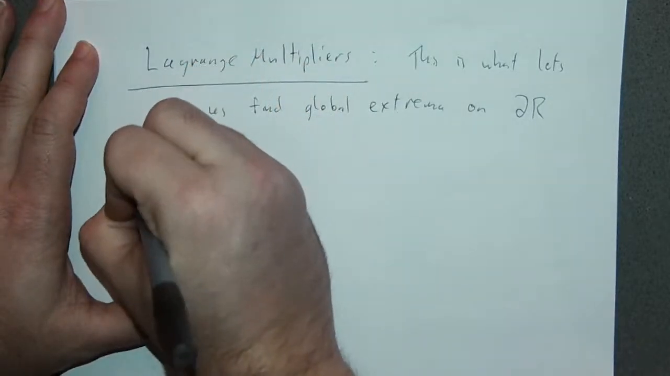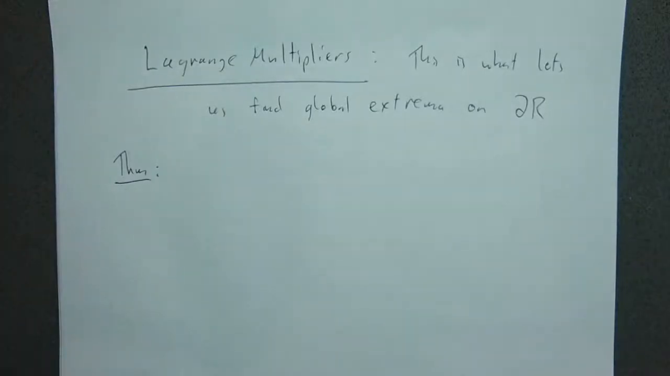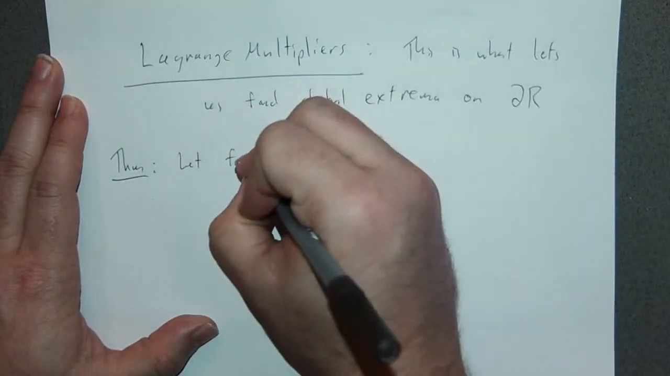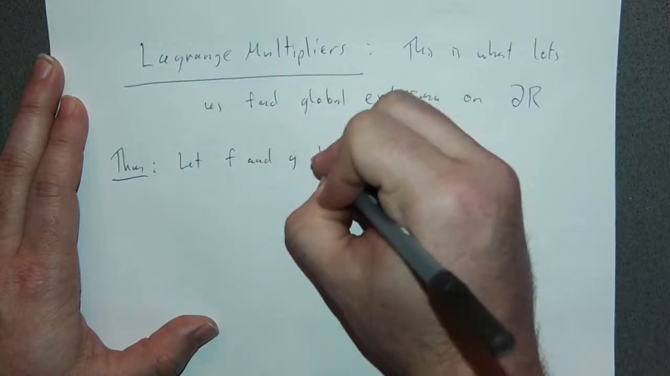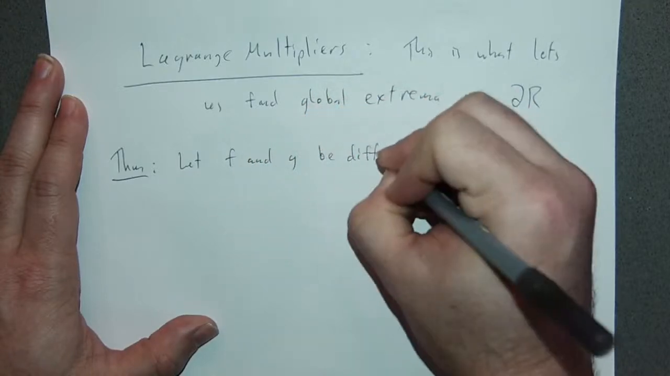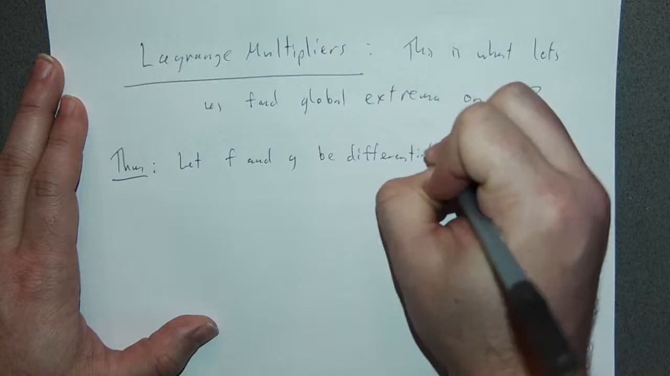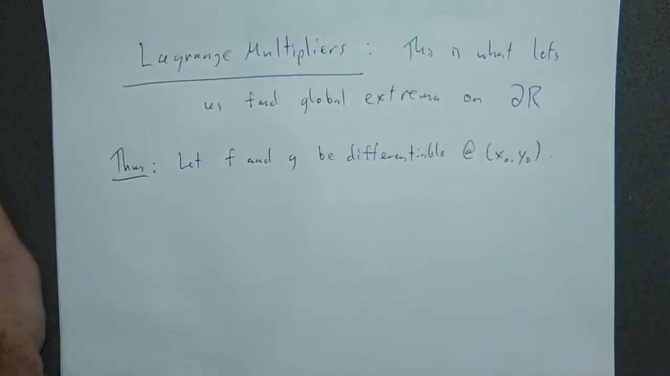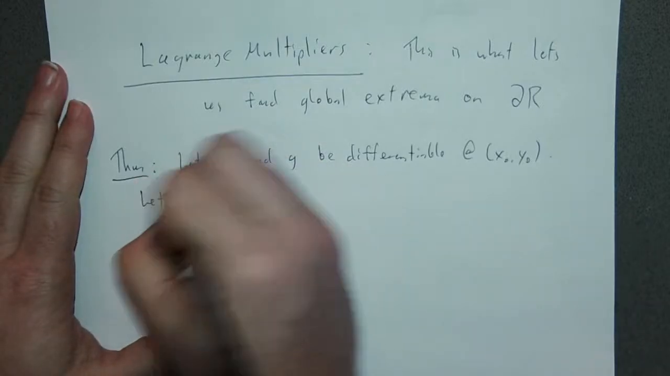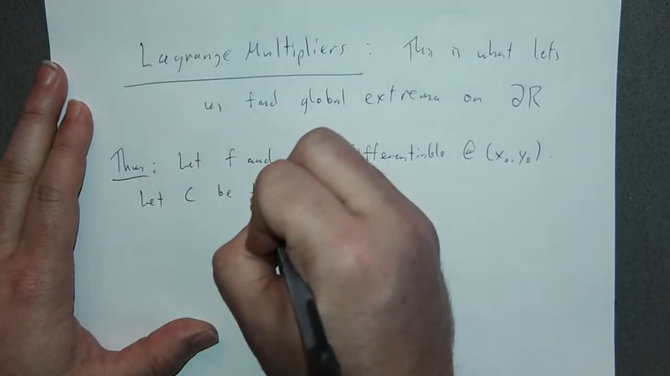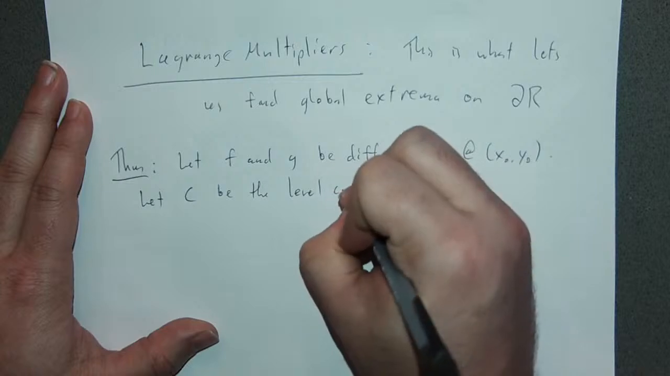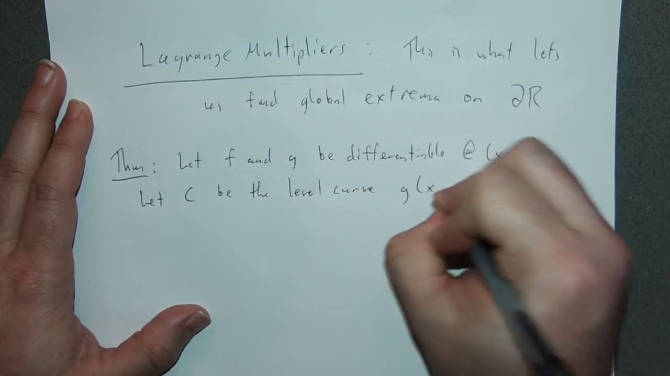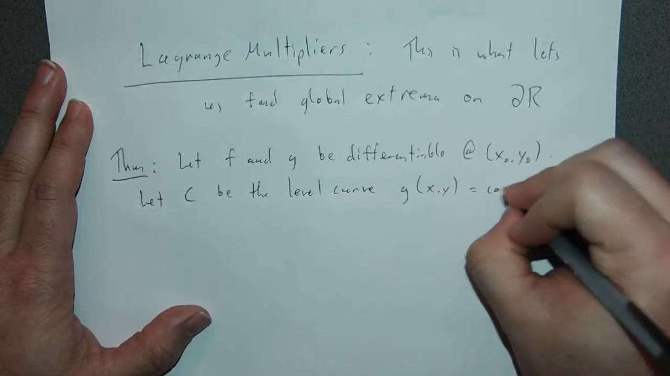So, theorem. Okay. Let f and g be differentiable at (x naught, y naught). Okay. Let c be the level curve that's given by g of x,y is equal to constant.